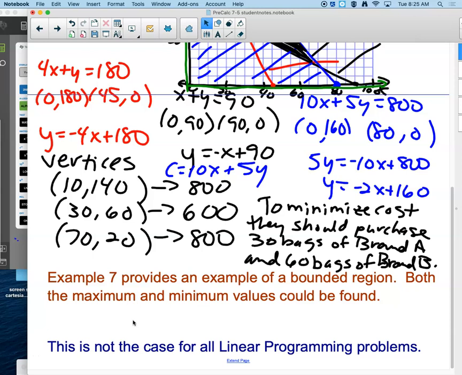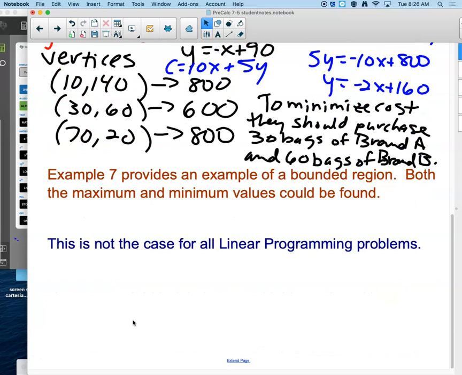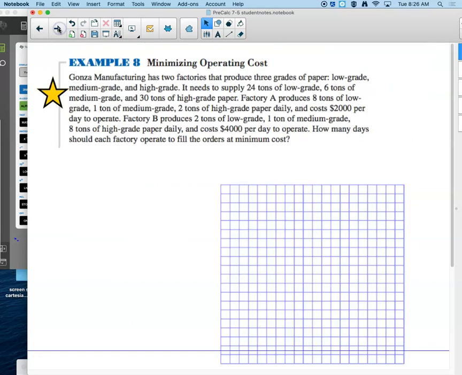All right, so this one showed us, like it says, example 7 provides an example of a bounded region. We actually had a figure inside there that was our feasible region. And that means that we can find both the maximum and the minimum. Now, we don't have the equation that they would want us to use to maximize profit or anything like that. This one was just about the cost. But that is not the case for all linear programming problems, and we're going to see that in the next one. So here it is, minimizing operating cost.